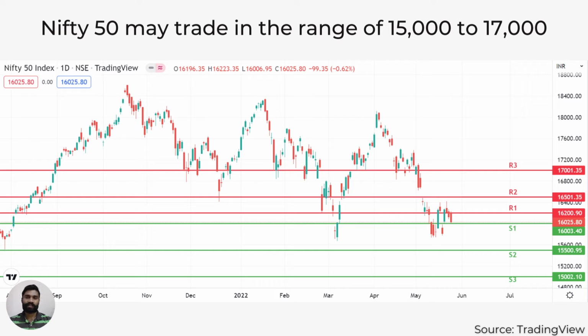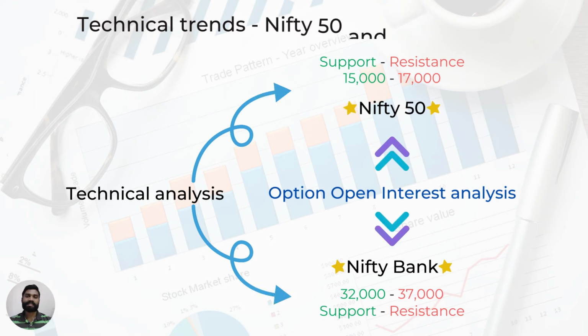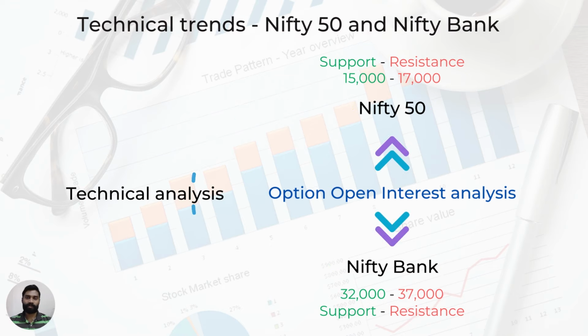If you plot it on the price action, it looks like this with different support and resistance levels. So to round it up, Nifty 50 may trade in the range of 15,000 to 17,000, given the fact that open interests are high as of May 25th. This is of course contingent on the fact that there are no big moves in its top constituents that can in turn affect the index. Next, let's take a look at the Nifty Bank open interest data.